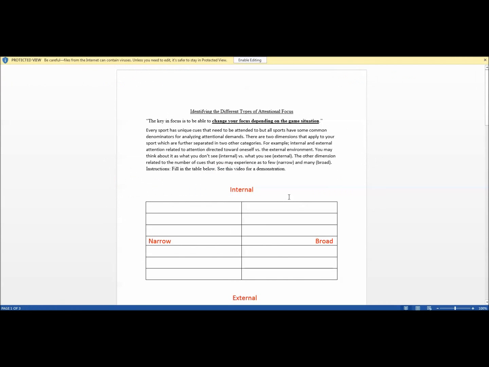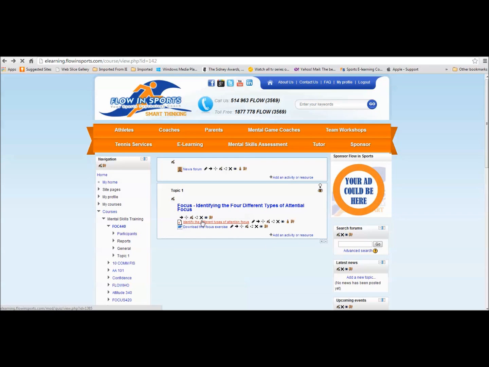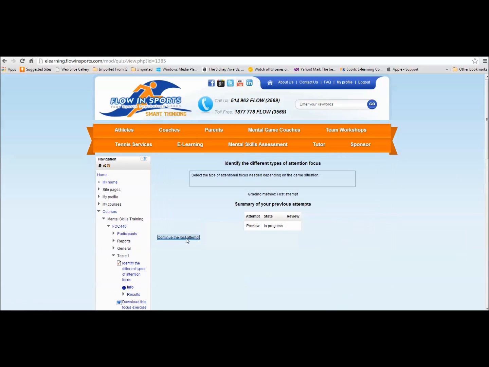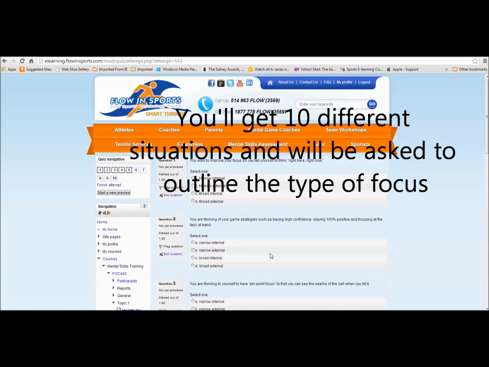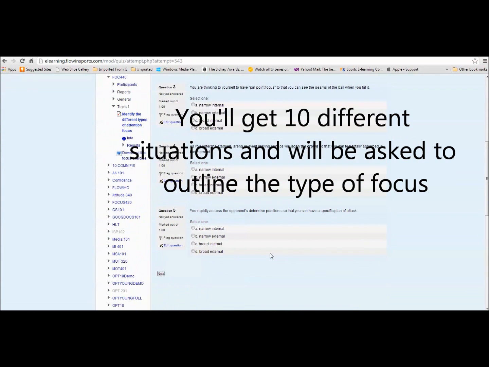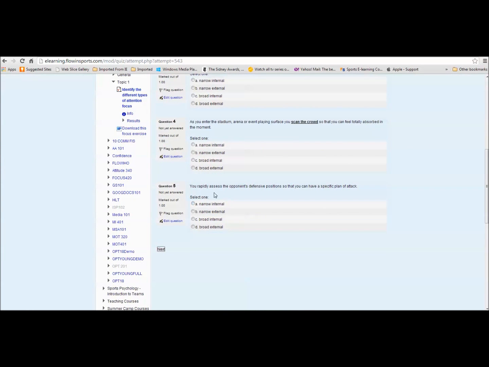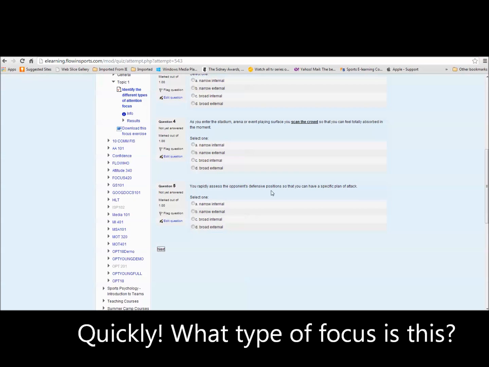You'll notice in the course, as I mentioned, there is a quiz. I'll take the quiz now just to give you an example. I'll take a random number. Let's say the fifth question here. You rapidly assess the opponent's defensive positions so that you have a specific plan of attack.